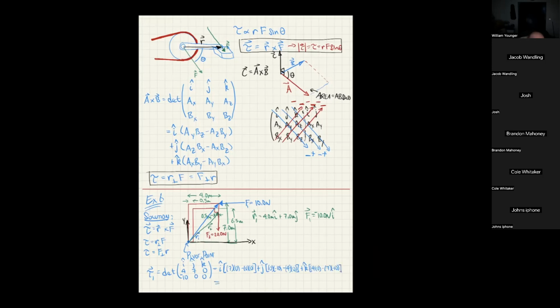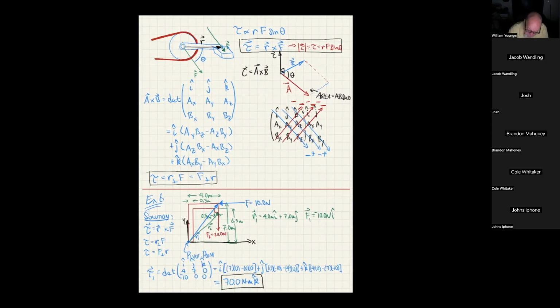So ultimately, my answer is just going to be 70 k-hat. That's 70.0 Newton meters k-hat, and that's actually the torque. That's not necessarily the funnest way to do it, but it's a way that'll do it.